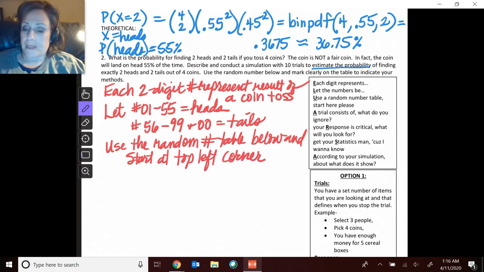All right. A trial consists of, what do you ignore? Okay, we hadn't really talked about, is there anything we need to ignore yet? So let's think about this, because we had two things that we were ignoring in the previous problem. In the previous problem, we ignored the digit 0 because we just had 9 people, and we also ignored repeats because every time we picked a person, they were not in the running again to go on the trip.